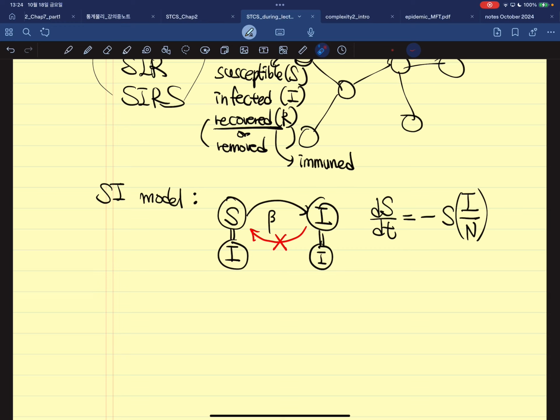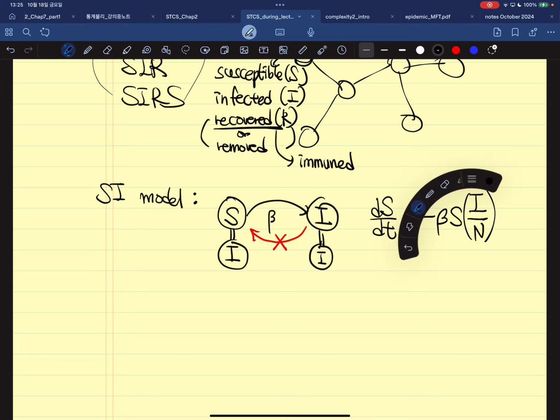And of course, even if this node encounters I, there is still a chance that it's not infected. So we need this beta parameter. Beta controls the probability that this S individual gets infected as a result of the contact with I. So we need some extra parameter here. So this is a typical differential equation to describe the decrement of the susceptible population.